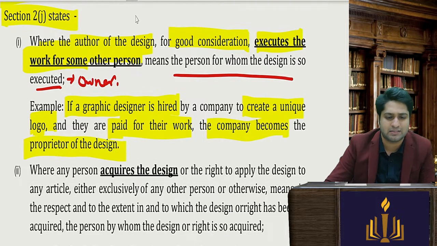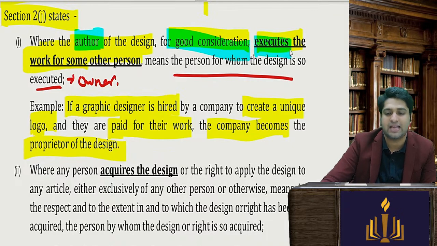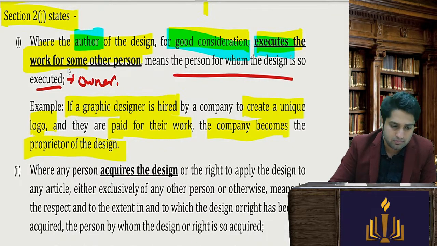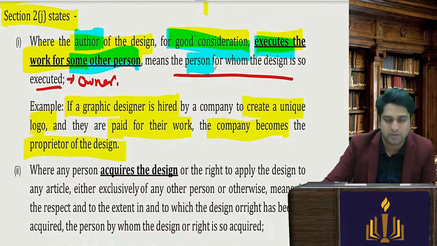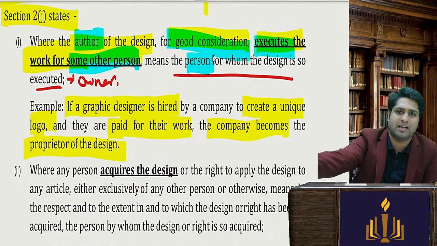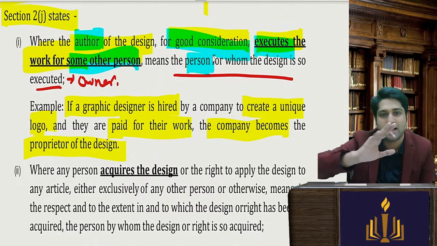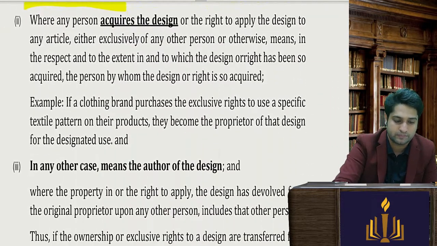So what is happening is, I have hired an author, a creator, for consideration, and he executes the work for me. So in such a case, such person, that is me, I will be the owner of the product. I have paid him and I have told him to make it. Just like I told you, the employee doesn't become the owner, the company becomes the owner.